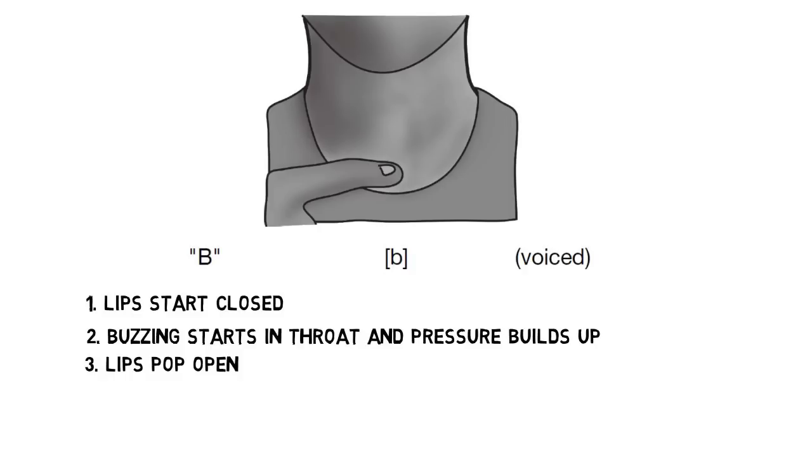The thing that makes B a voiced consonant is the fact that there's buzzing going on before your lips pop open. Now, the letter B, which makes a B sound in English, has an unvoiced partner, P.